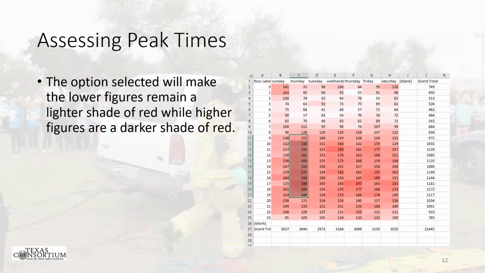And this option selected will make the lower figures remain a lighter shade of red, while the higher figures will be a darker shade of red. So you can see when the peak times are. In Houston, it's pretty much a 12-hour period. This, of course, varies from department to department.